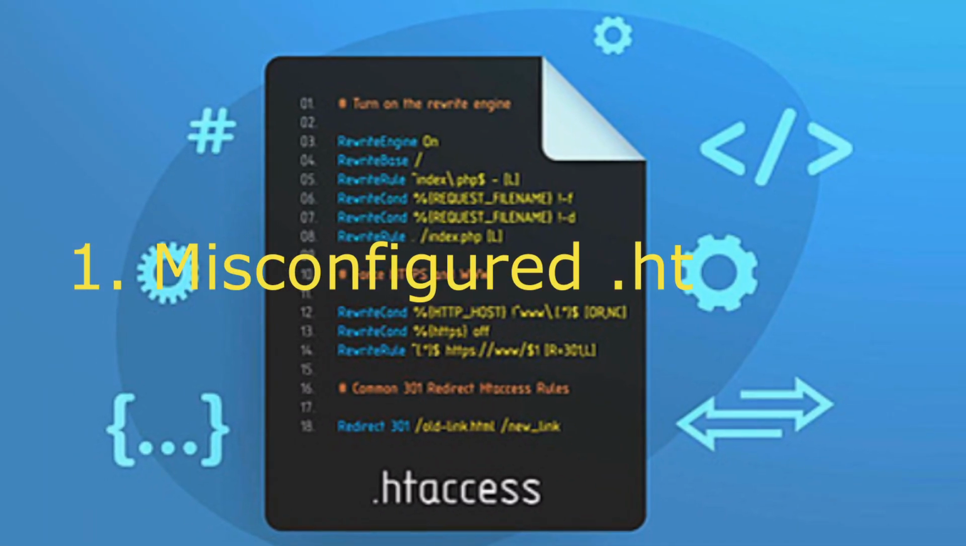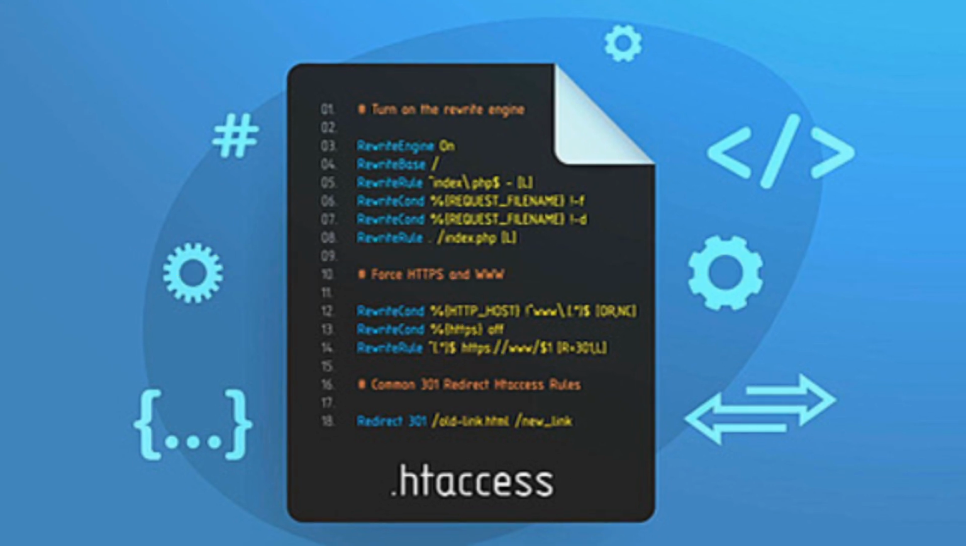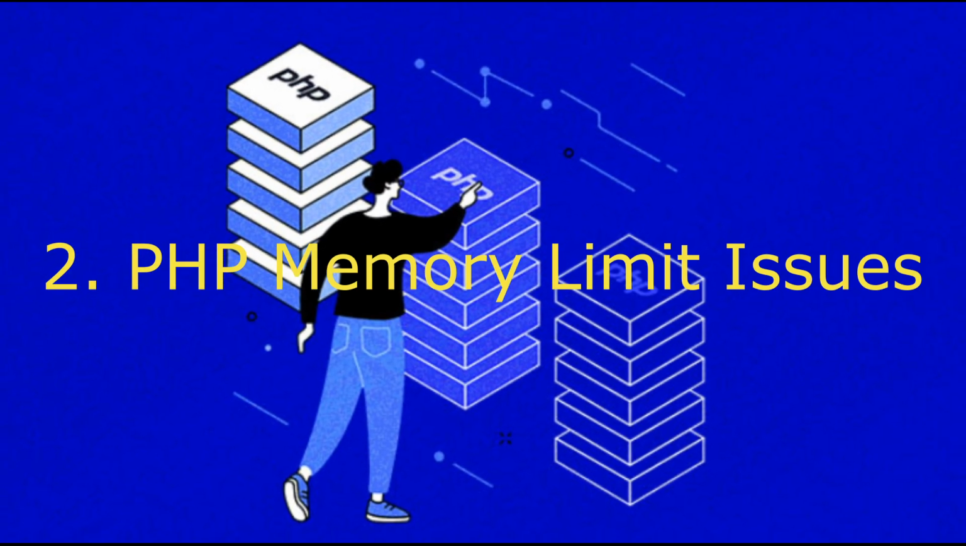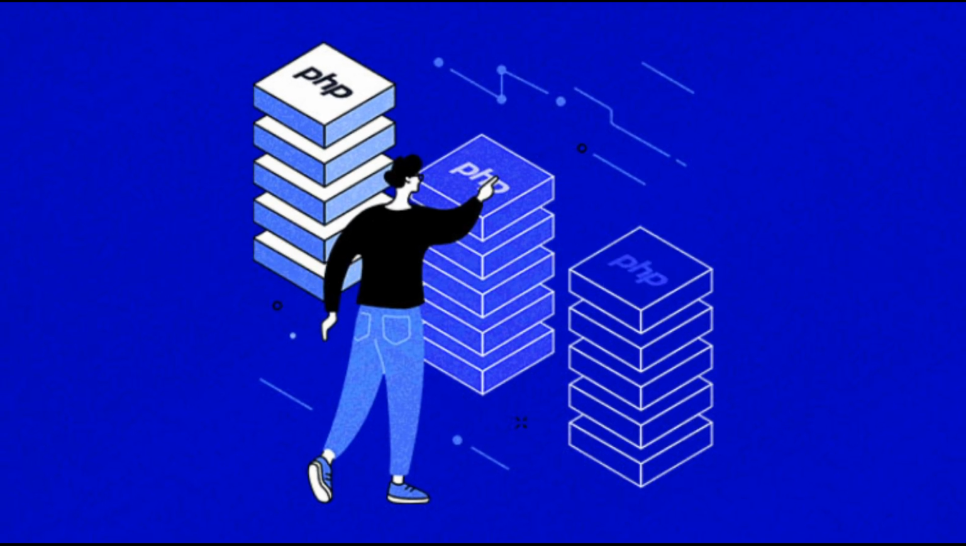Here are a few common culprits. 1. Misconfigured .htaccess file. This file manages various server settings. If it's not configured correctly, it can cause a 500 error. 2. PHP memory limit issues. If a PHP script exceeds the allocated memory, it can lead to a 500 error.